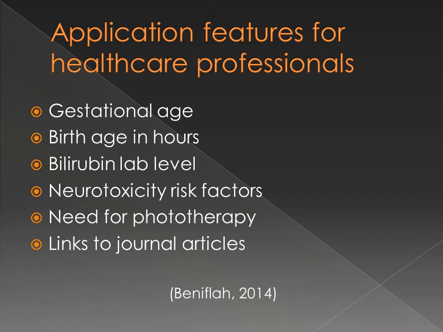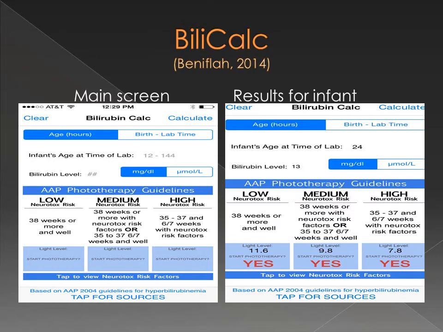The application is easy to use. You enter the baby's age and hours along with the lab results, and the recommendation is given. On the left is the main screen. On the right is information that has been entered for, as an example, where the bilirubin level is 13 and the infant's age at time of lab draw was 24 hours. And in this case, the infant is in need of phototherapy.